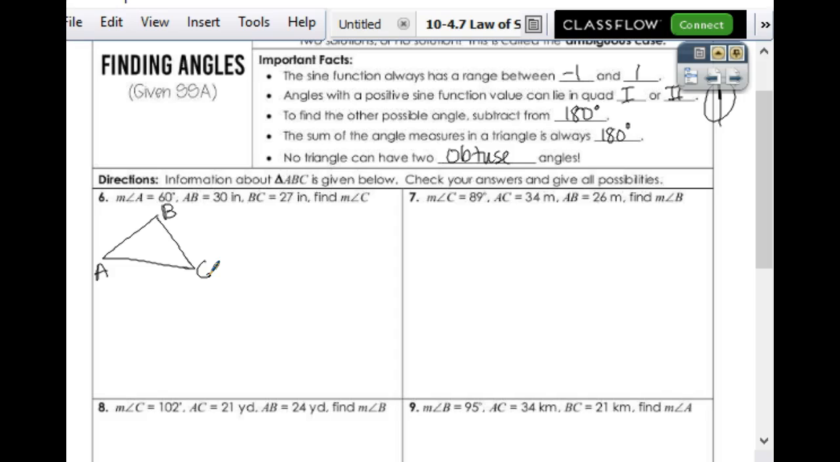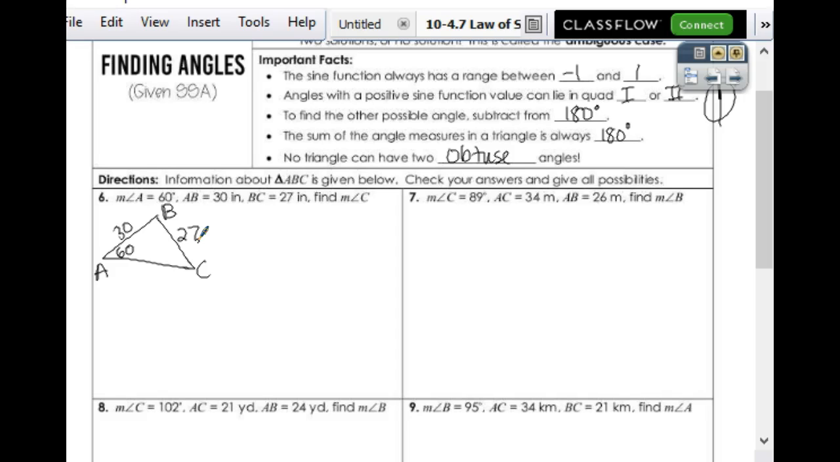So the first thing I have to do is draw my triangle and then label everything in the triangle. So the measure of angle A is 60. AB is 30. And BC is 27. So the angle between the two sides doesn't fix the sides. It doesn't fix them so they can rotate back and forth. So if that's true, we can have 0, 1, or 2 triangles. Those are our options. So I'm going to show you how you find this.